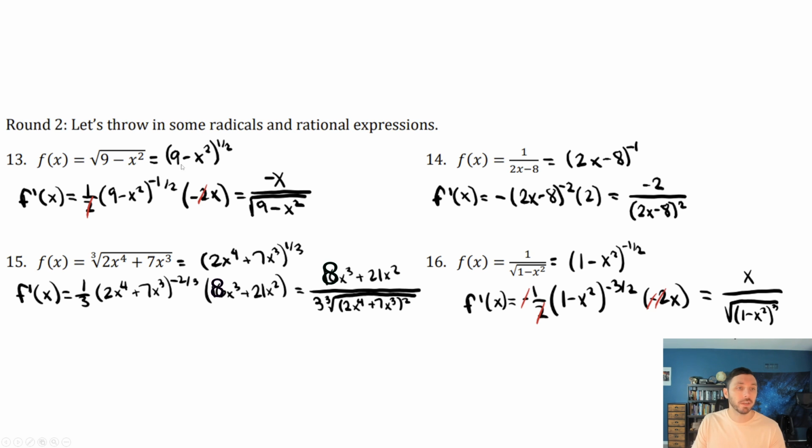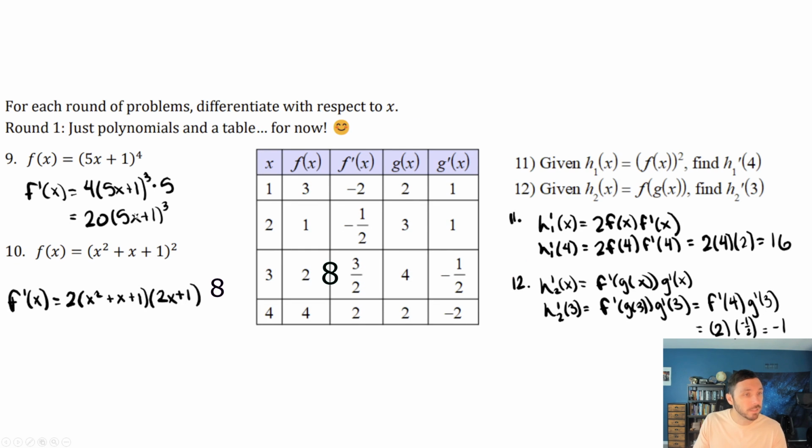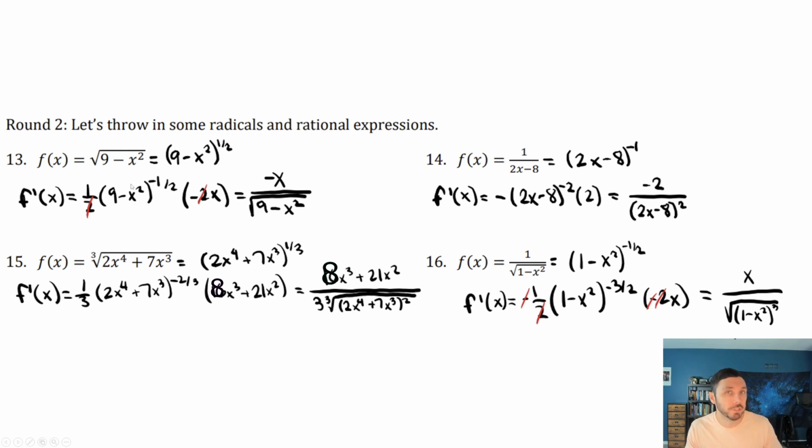And as soon as I rewrite it this way, it starts to feel like these situations, right? So what we're doing right now is we're building up to more challenging scenarios because the chain rule kind of opens up some doors. So we see the 1/2. We bring it on up front. We subtract 1 from that to get negative 1/2. And then we take the derivative of the inner, which is negative 2x.